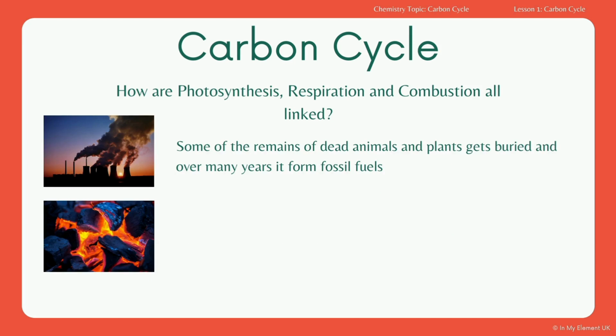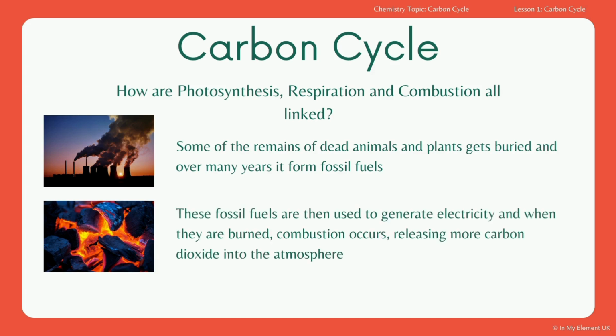Now, once the dead animals and plants have been decomposed, some of their remains will get buried. Now, over many years, that can form fossil fuels, so it links us to our power station and our coal picture. Those fossil fuels are then burnt. When they are burnt, that's when combustion occurs, okay? Because combustion will be when that fuel reacts with oxygen, and that then releases more carbon dioxide back into the atmosphere. There's your link between how you go from your green plant and your cow to your power station and your coal.